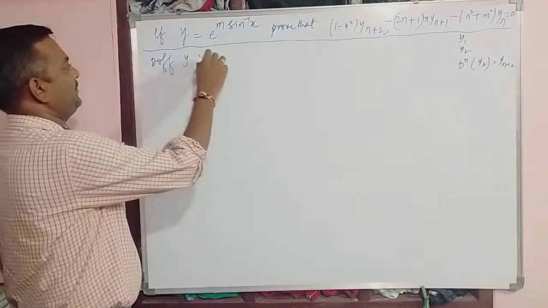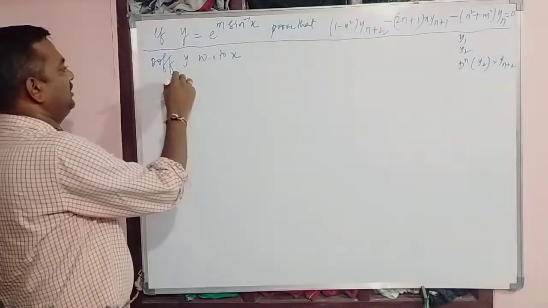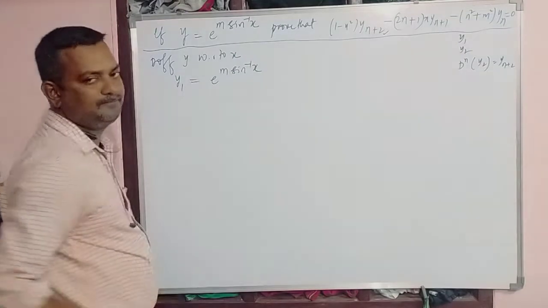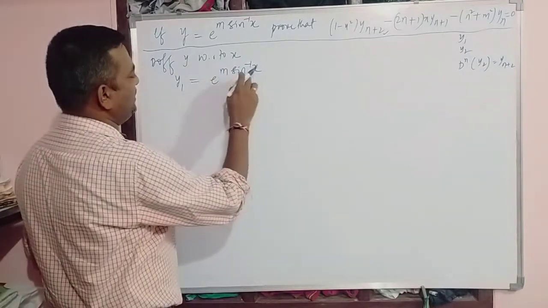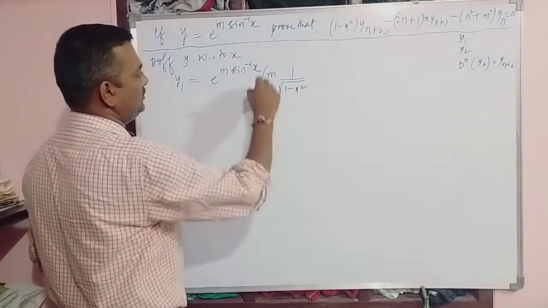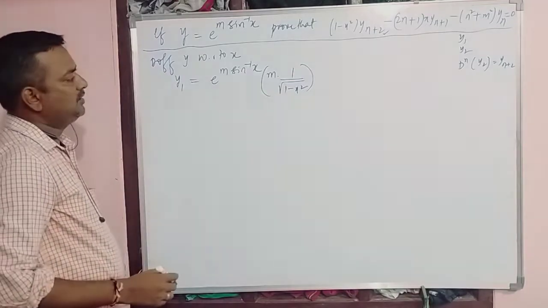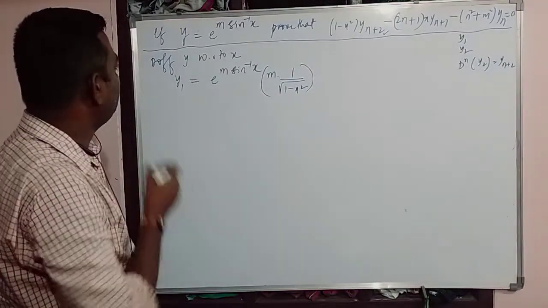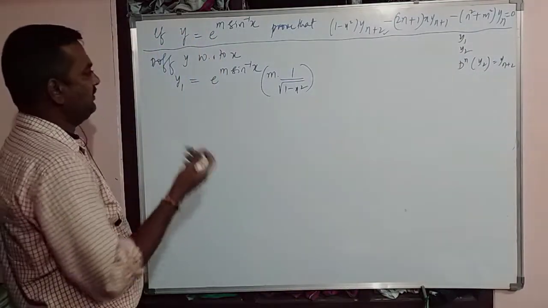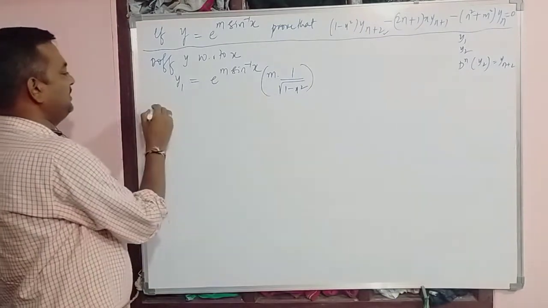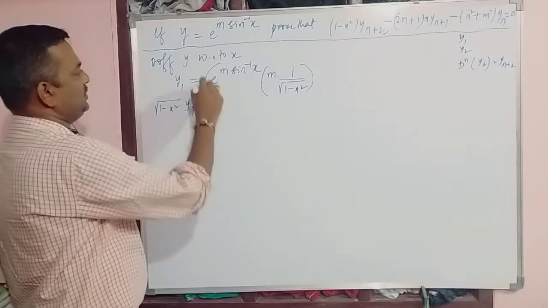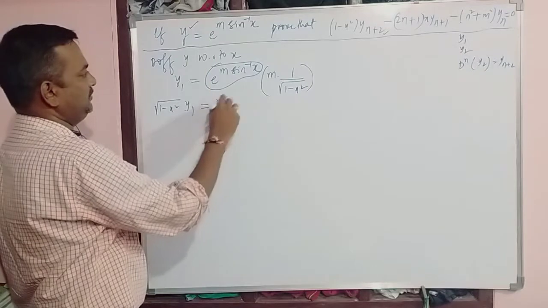Differentiate y with respect to x. It will become y1 equal to e raised to m sin inverse x. Again, by using the chain rule, m into the derivative of sin inverse x, which is 1 over square root of 1 minus x square. For finding y2, we need the value of y1 in most simplified form. For that, we are going to cross multiply. Square root of 1 minus x square into y1 is equal to y into m.